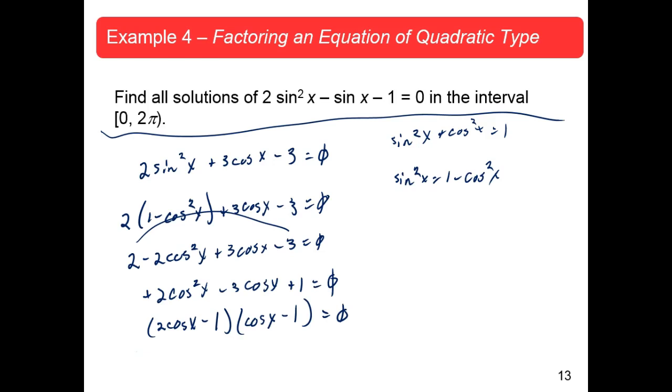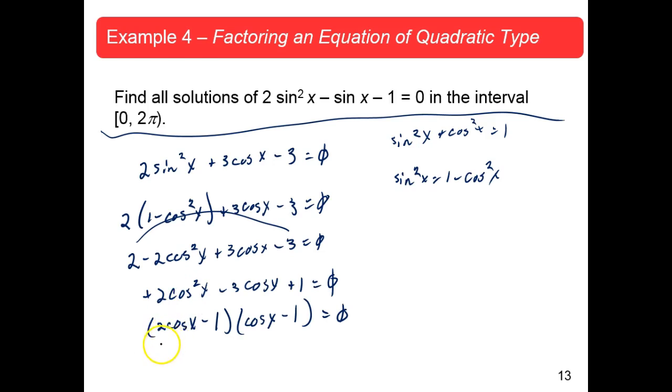I don't know if this works. Let's see if it does. 2 cosine x times cosine x is 2 cosine squared x. That part works. This is minus 2 cosine x, minus cosine x, minus 3 cosine x. That part works. And then minus times minus is plus 1. Yes, that works. So where do we go from here?